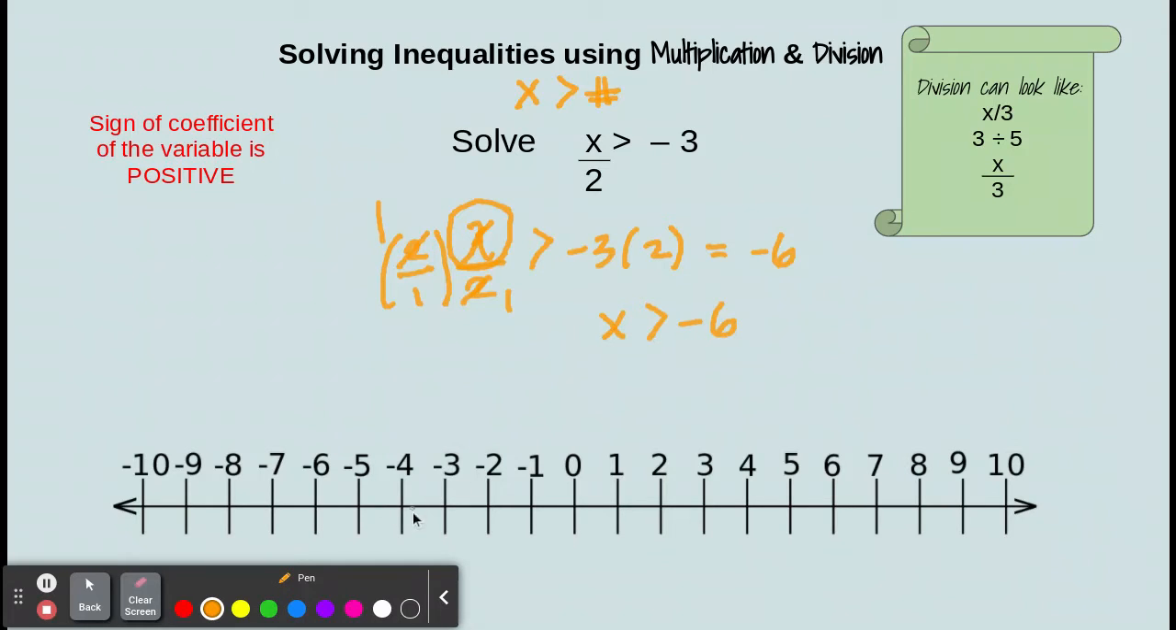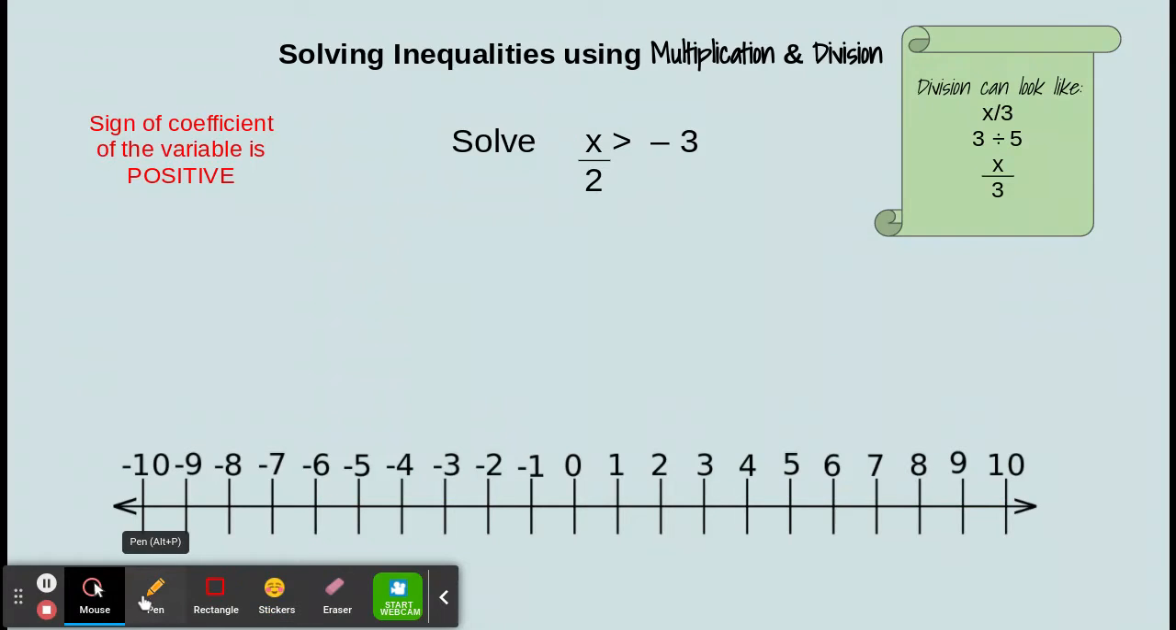And to graph it, we go to our number line. We look at -6, we do a circle, we keep it open because this is just greater than. And since it's greater than, we know our arrow needs to point to the right, right? To the right is greater than, to the left is less than. Okay, so that is our solution to this there. All right, now let's look at one more example.